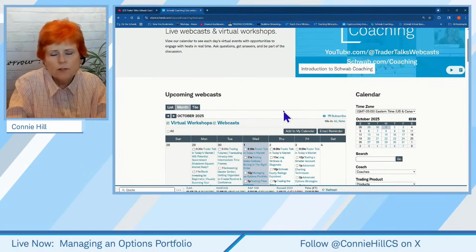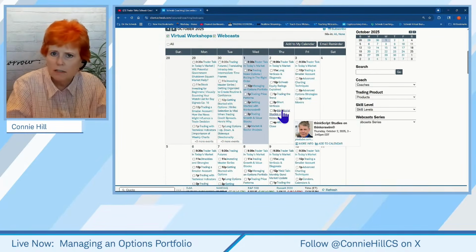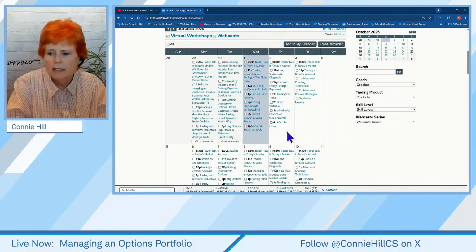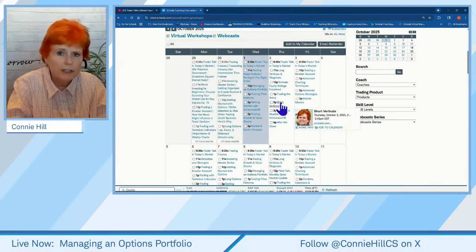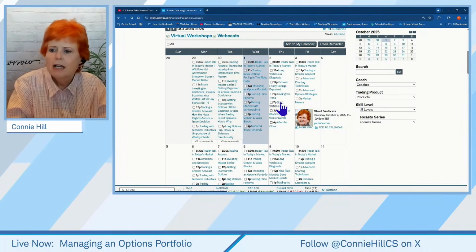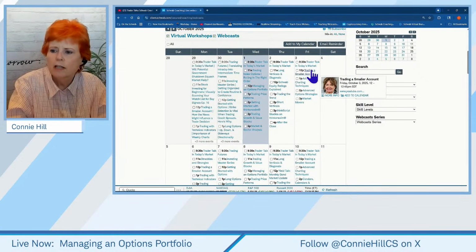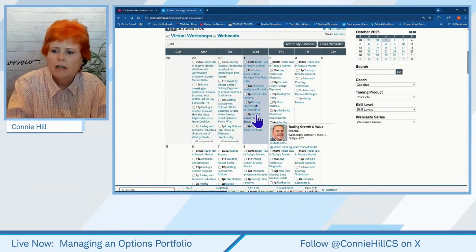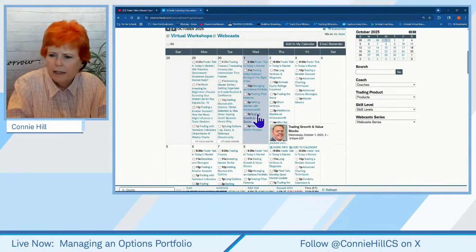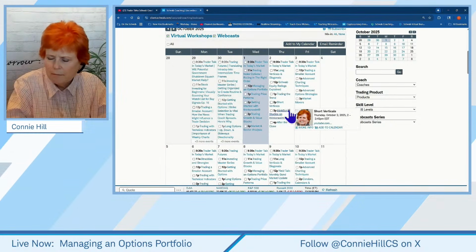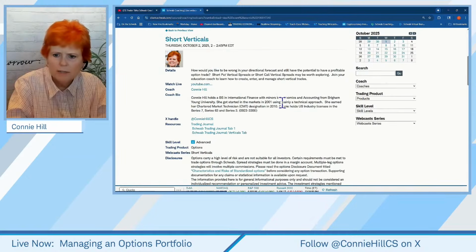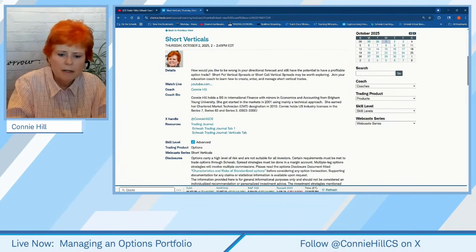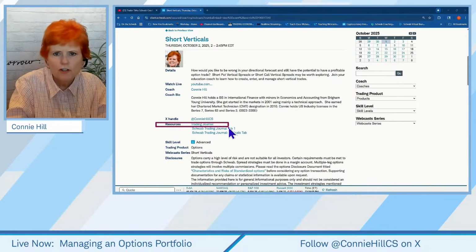And then this trading journal is not attached to all the classes. But it is attached to another class that I teach, which is short verticals. I teach that on Thursdays at 2 Eastern time, and that's one of the places you can select. Another place is in trading a smaller account. Those are the couple places where it sits. So I'm going to go into my Thursday short verticals webcast, and this is where you're going to see it. Right down here are resources, and the trading journal is right there.